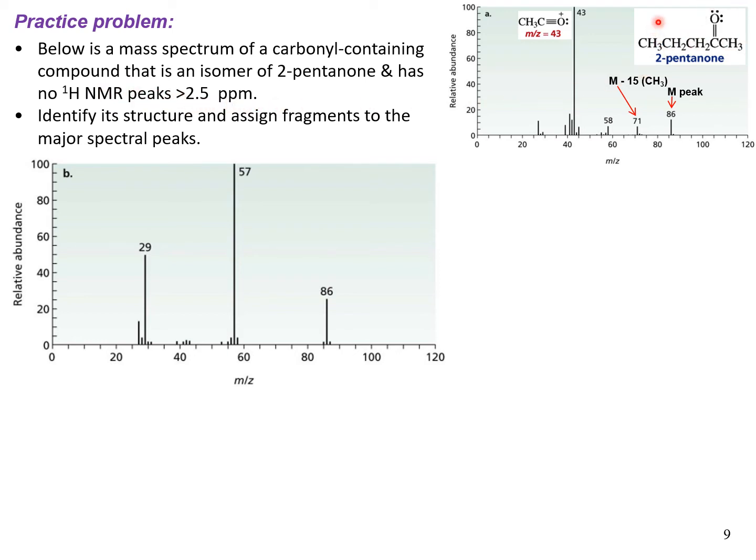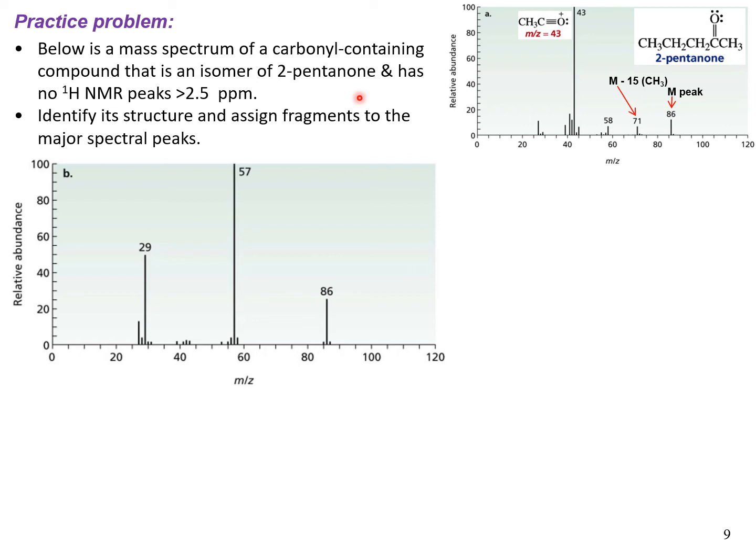Well, an isomer of 2-pentanone could be an aldehyde, where the carbonyl was at the end of the chain. If there are no peaks greater than 2.5 parts per million, this could not be an aldehyde. So remember, it's an isomer that contains a carbonyl, which means that it could be a carbonyl on carbon 1, could be on carbon 3, but it's not the one on carbon 1, because that would be an aldehyde, and aldehydes have peaks between 9 and 10 parts per million.